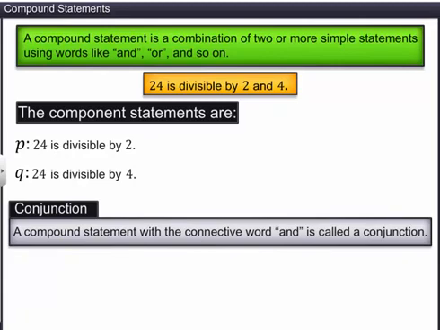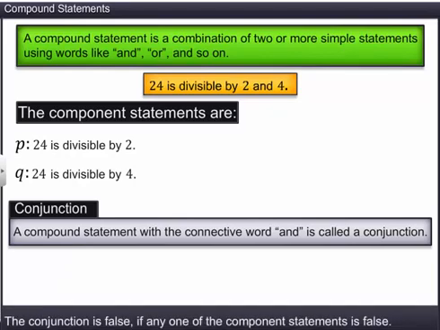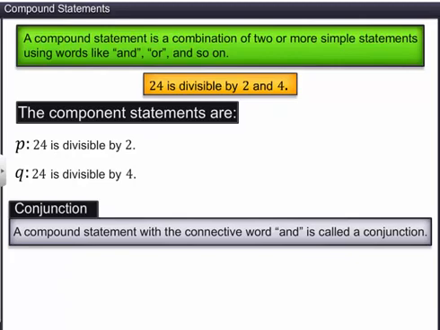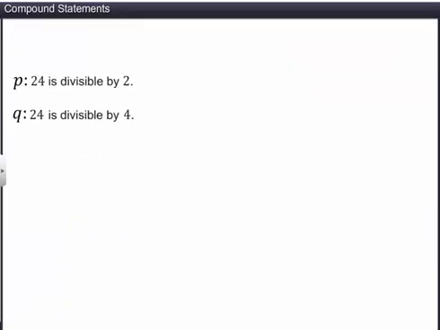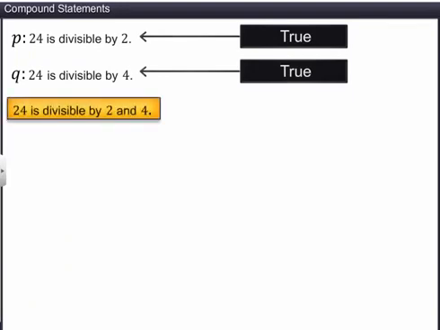The truth value of a conjunction statement depends on the truth values of its component statements. The truth value of the conjunction is true if the truth values of all the component statements are true. The conjunction is false if any one of the component statements is false. Let's consider the component statements of the given compound statement again. We know that both the statements are true. Therefore, the compound statement is also true.